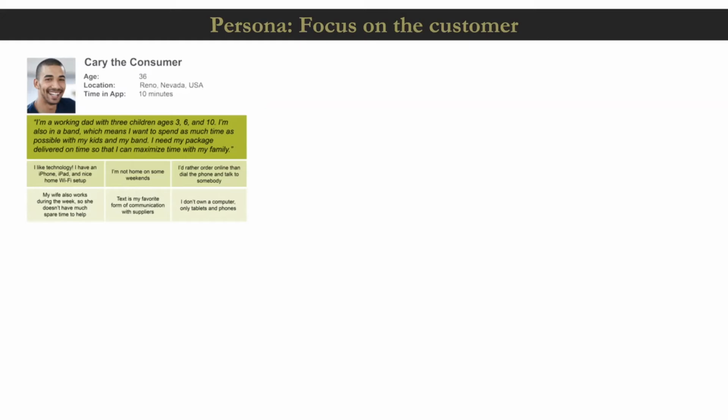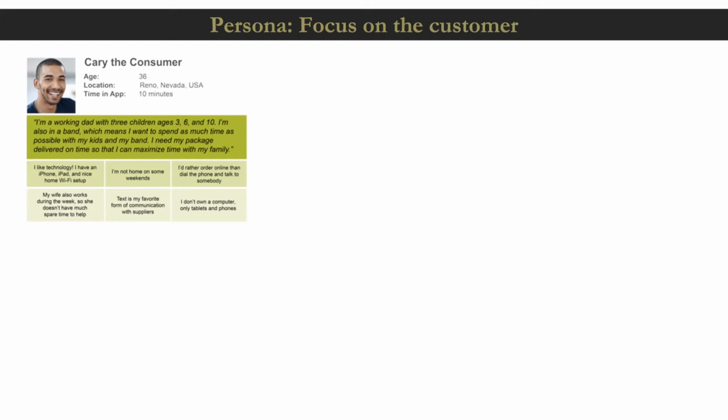A persona is a fictitious representation of a real person, and we're trying to focus on the customer. We're trying to understand their needs, and by creating a persona, we are providing a context of a real person to the teams who are going to be working and thinking like the person for whom they're designing or exploring requirements. So here, Carrie the consumer, age 36, lives in Reno, Nevada. They spend about 10 minutes in the app that we're designing.